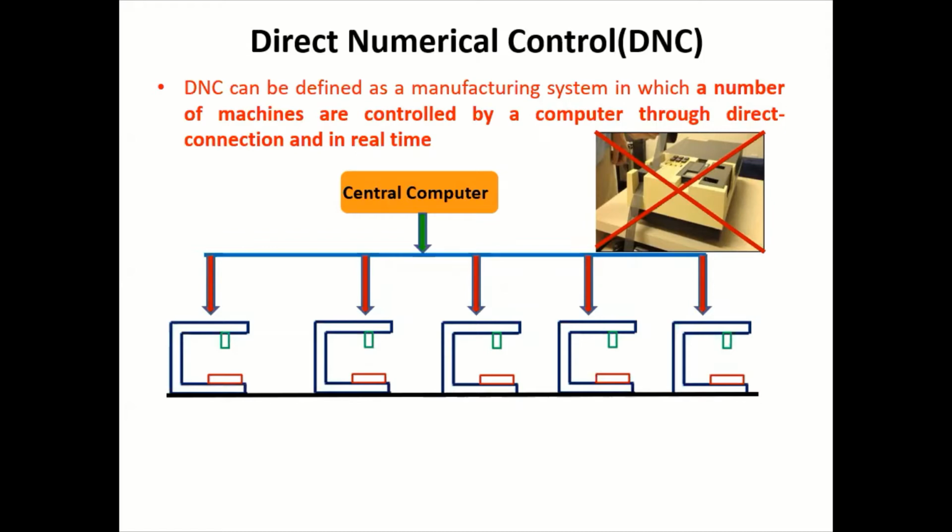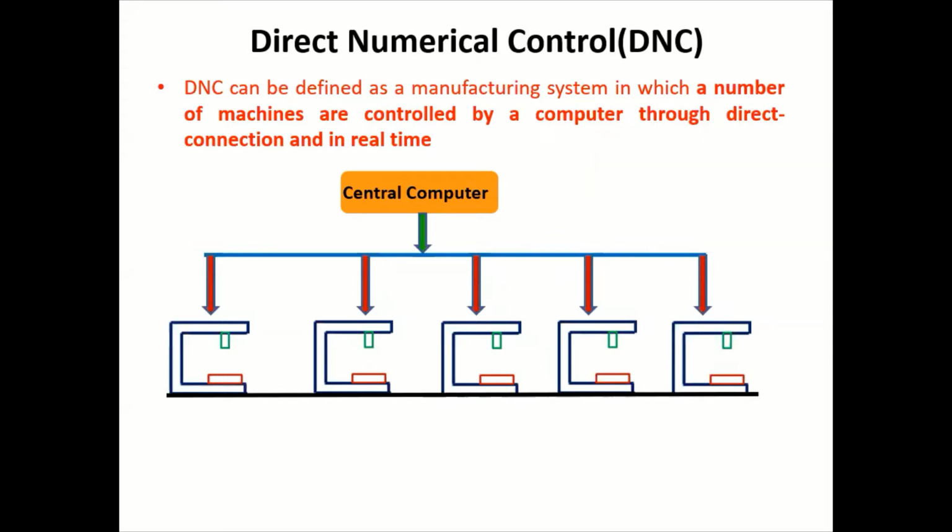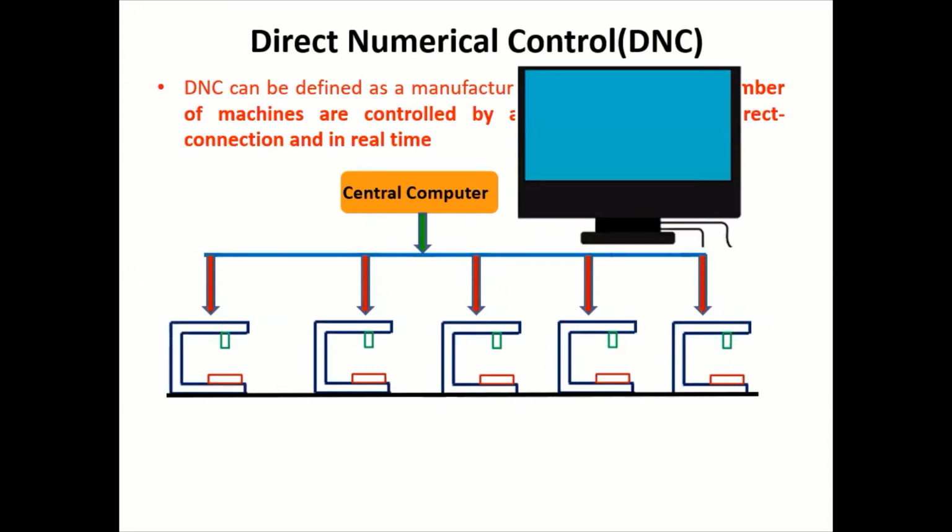Instead of that, we are using a computer, and the part programs of all the machine tools are stored in the memory of the central computer, and are transmitted on a direct transmission line as per the demand. So these are telecommunication lines through which the data is transferred to the individual machine.